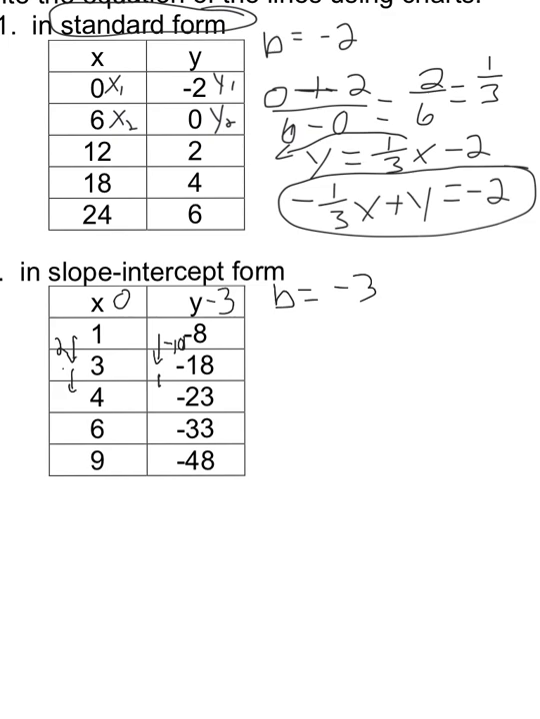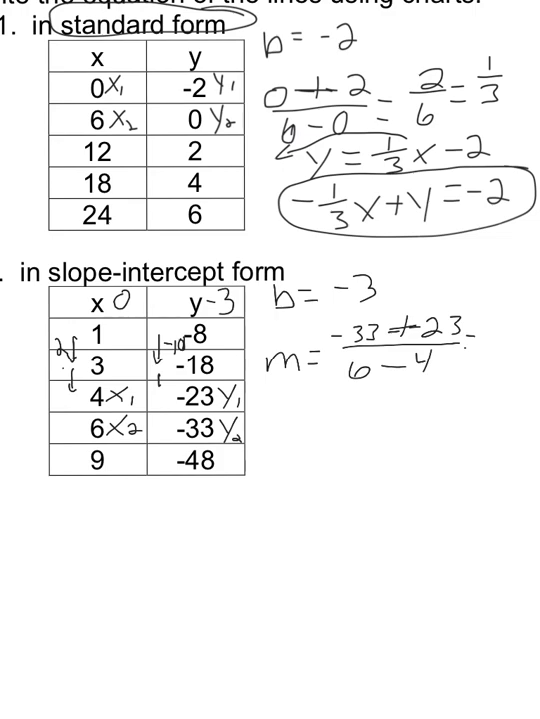Now for my slope, I can choose any 2 points again, and I'll pick 2 in the middle this time. These came first, these came second, and I'm going to use my slope formula. I'll write m equals y2, which is -33, minus y1, which is -23. Minus and minus make a plus. Over x2, which is 6, minus x1, which is 4.